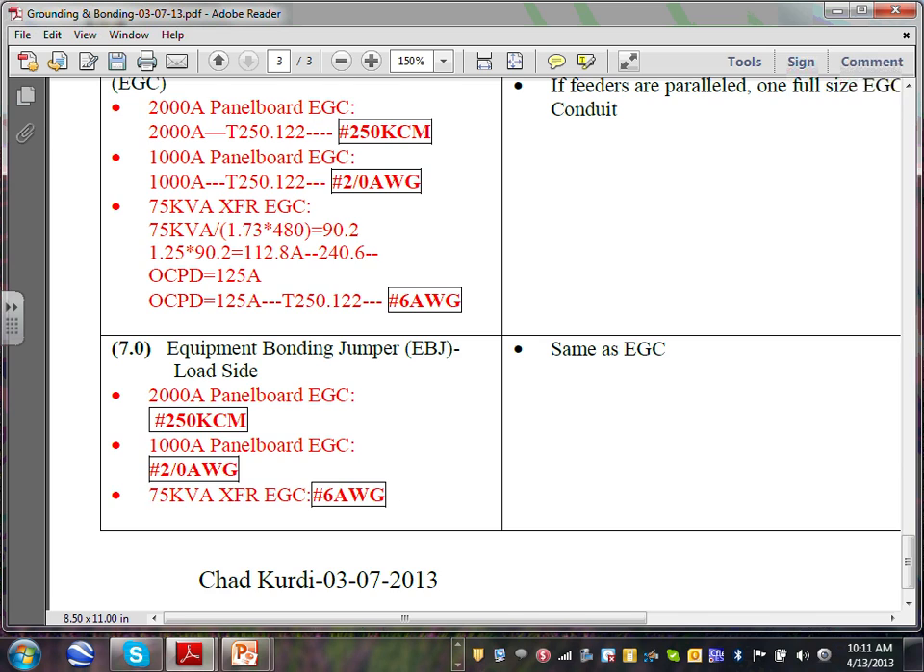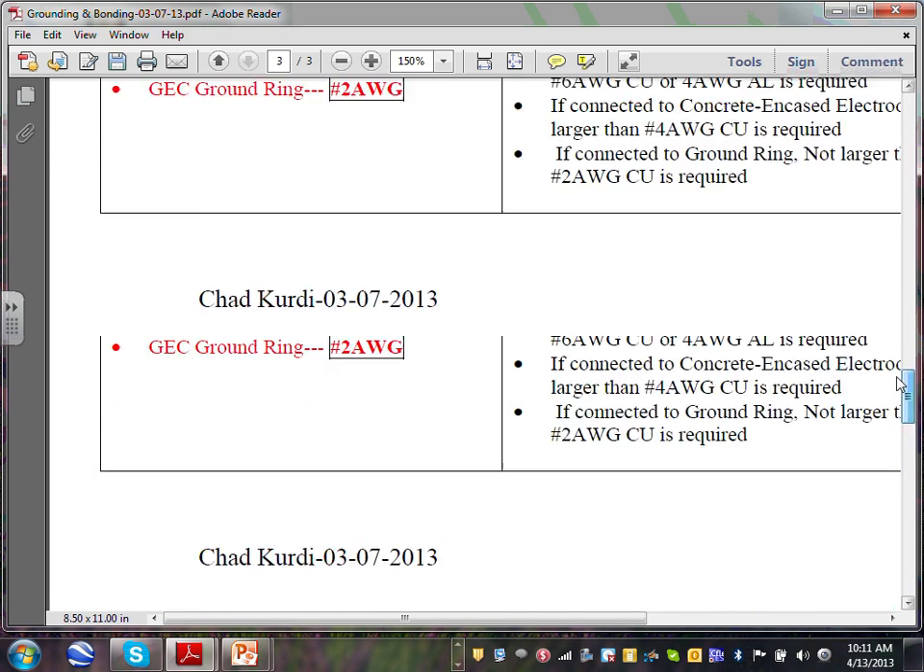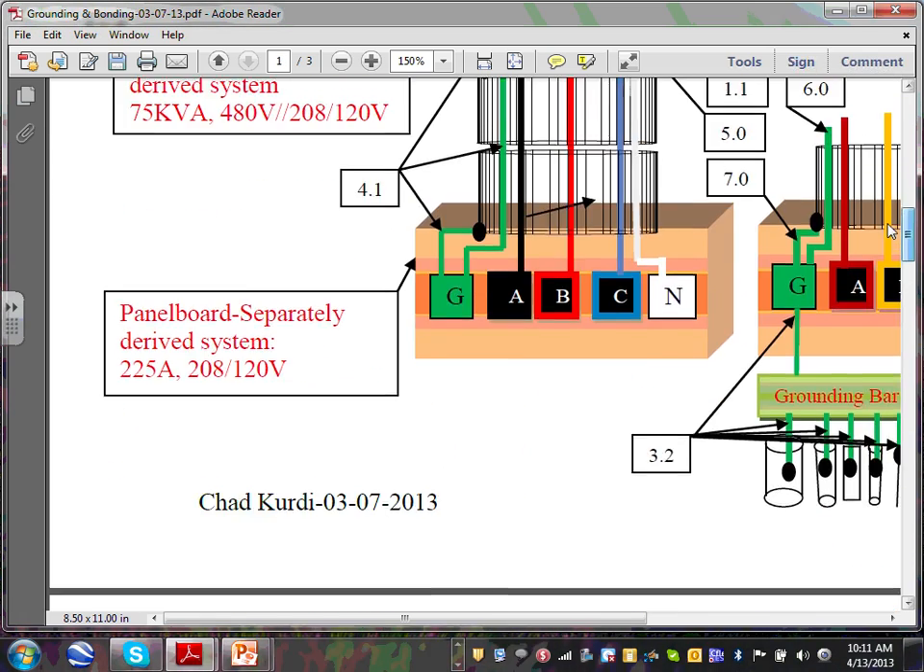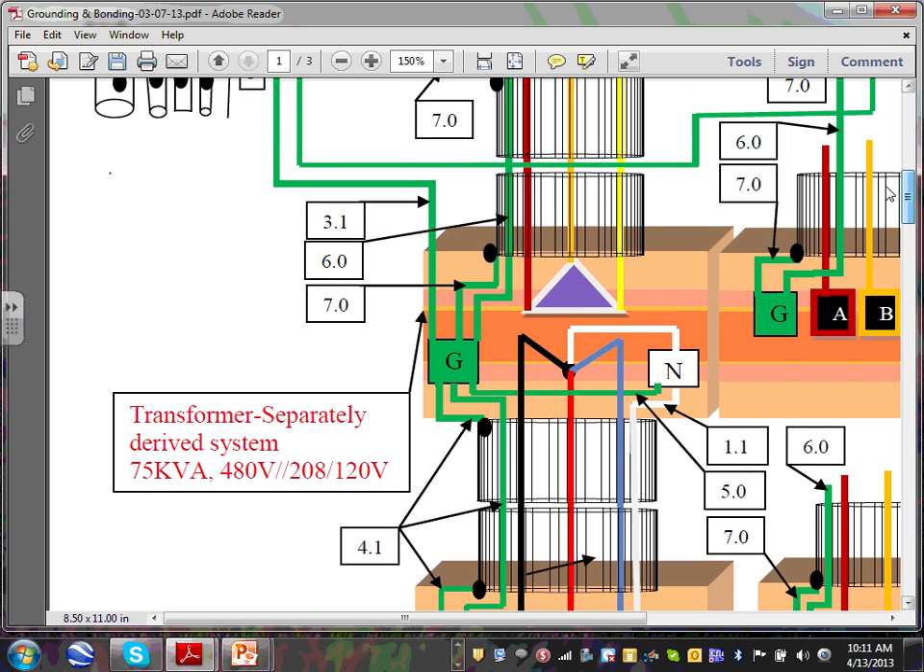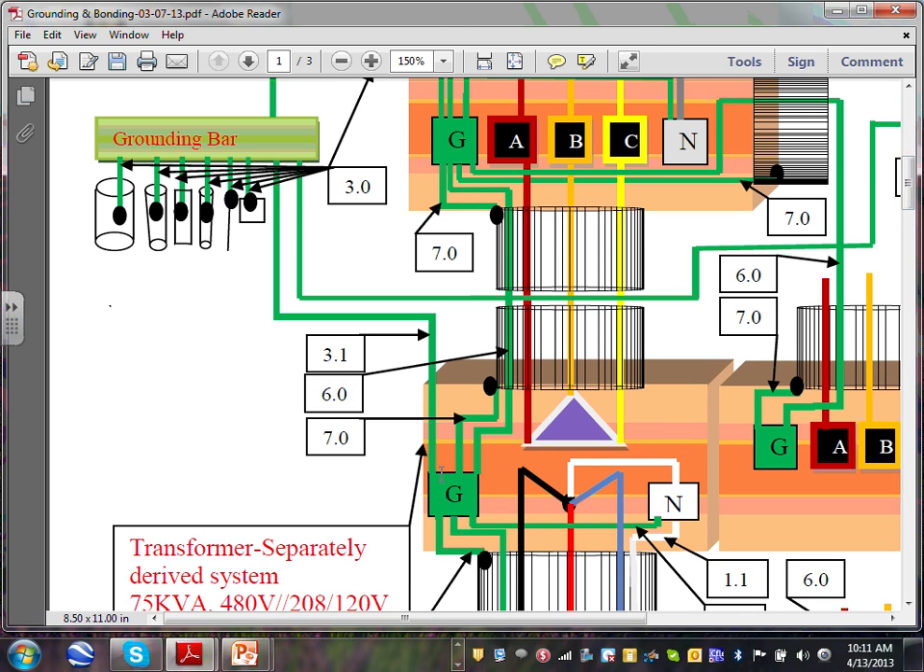Okay, so that's the last thing I wanted to talk about in this transformer, guys, before I give you a quick break. Right at the transformer, the code requires you to tie to the grounding electrode system of your building. I don't know if you guys can see that wire, number 3.1. Can you see that one? 3.1 going all the way to the grounding electrode system inside my building.